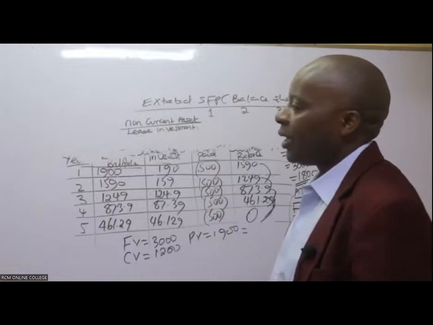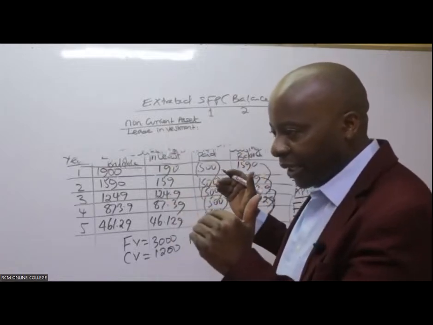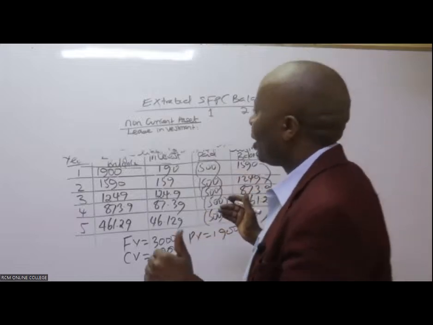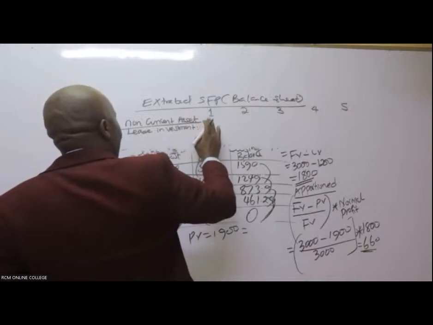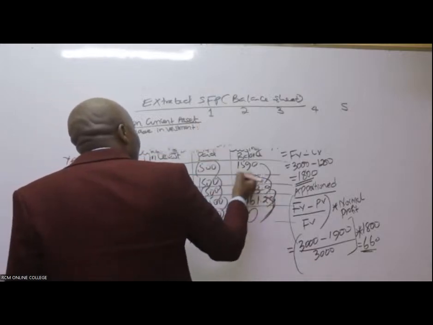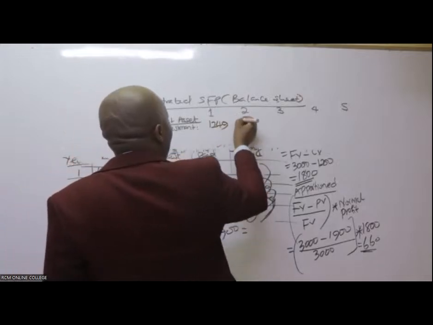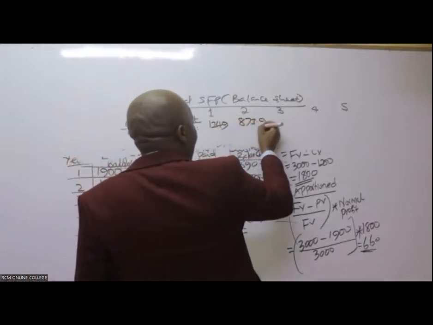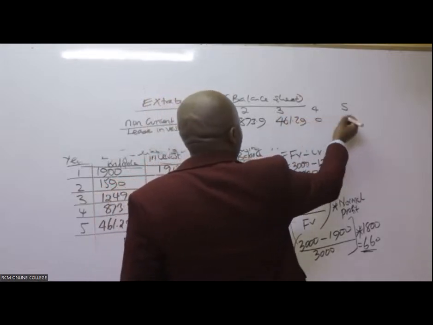Lease investment. And the non-current. Non-current is futuristic. All right. So lease investment, ladies and gentlemen, we have year 1 futuristic year. So we have here 1249. We have 873.9. We have 461.29. We have zero like that.